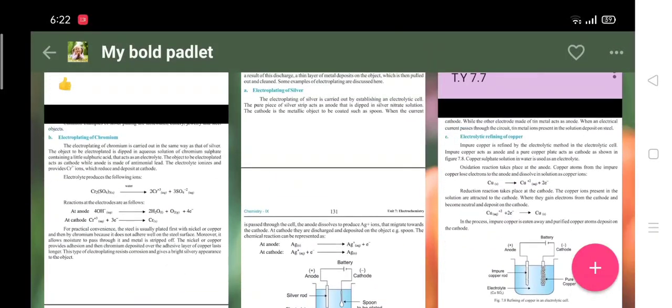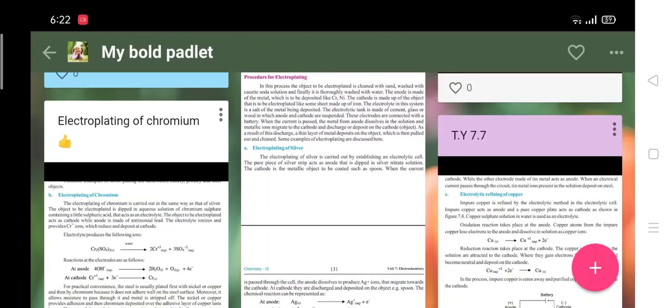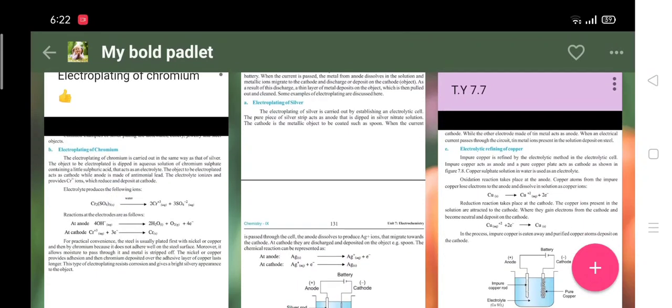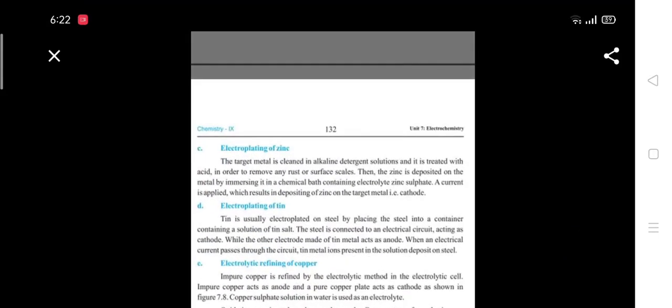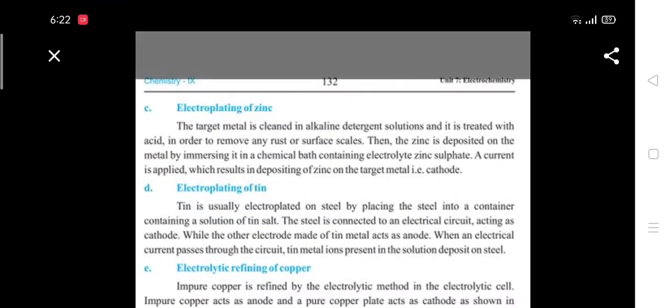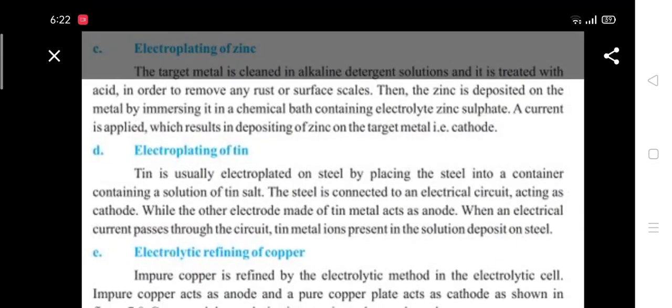Our next topic is electroplating of zinc, and electroplating of zinc is similar to electroplating of copper or silver. In this electroplating, we use zinc as an anode, electrode of zinc as an anode, and cathode as a target material. We want to deposit zinc on it and make a layer of zinc on the target material. It may be an iron sheet or it may be a spoon or anything.